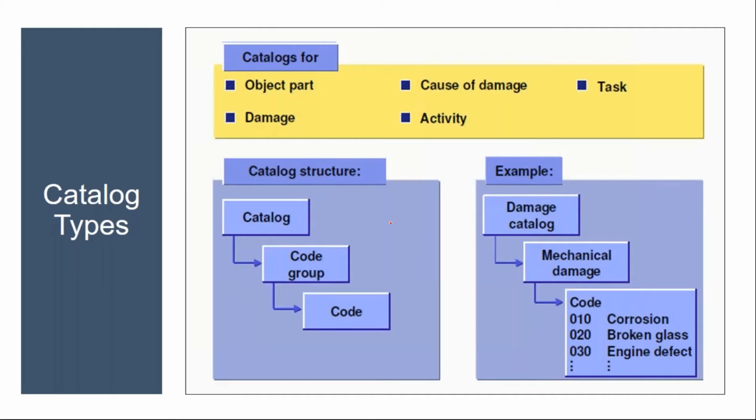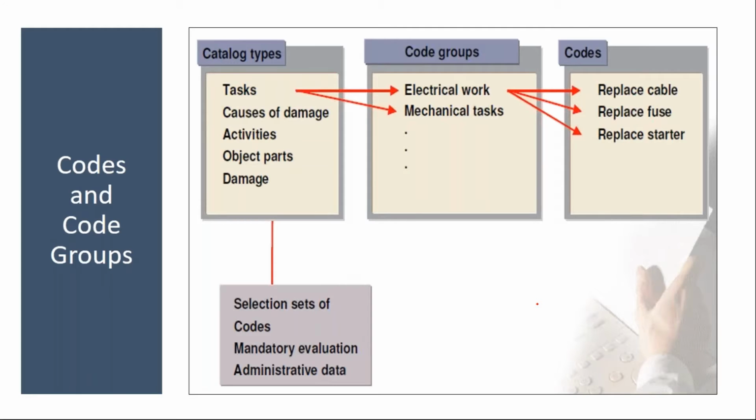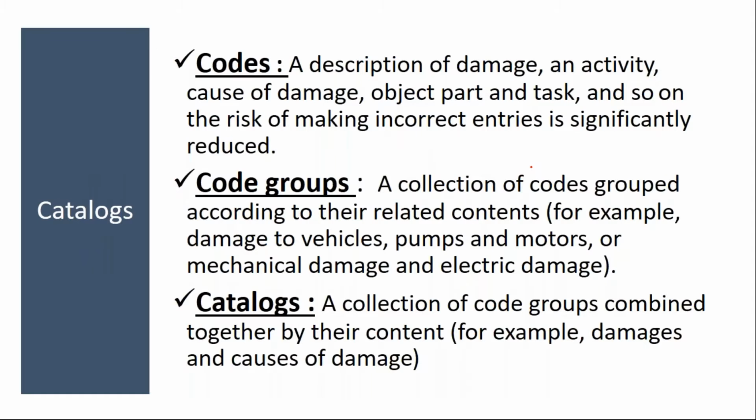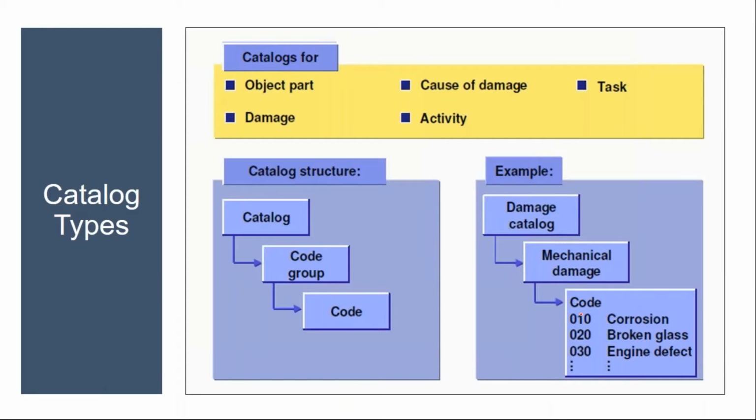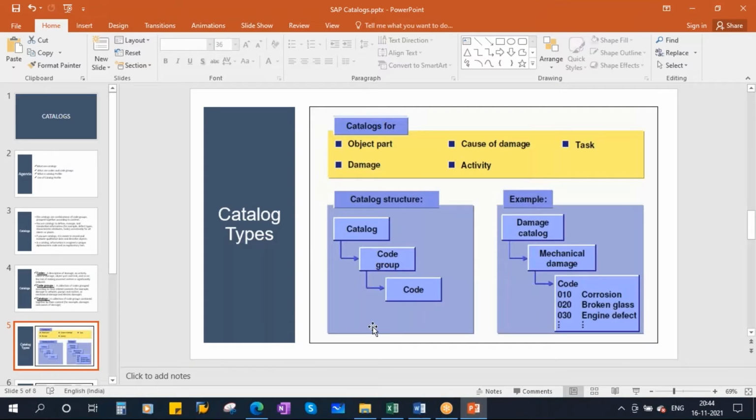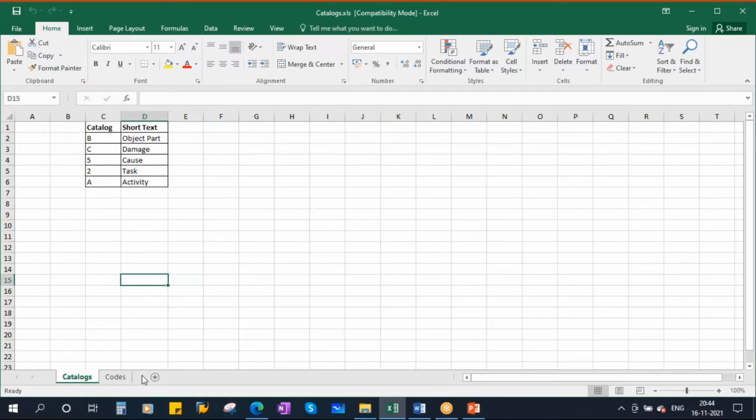So basically this is how the catalogs are structured. Now we will create this in the system. This is what we just discussed. In a catalog, information is assigned a unique alphanumeric code and an explanatory text. That means this one is the alphanumeric code and this is the explanatory text. Now we will go to the system and create this. What I did is I already prepared a list.